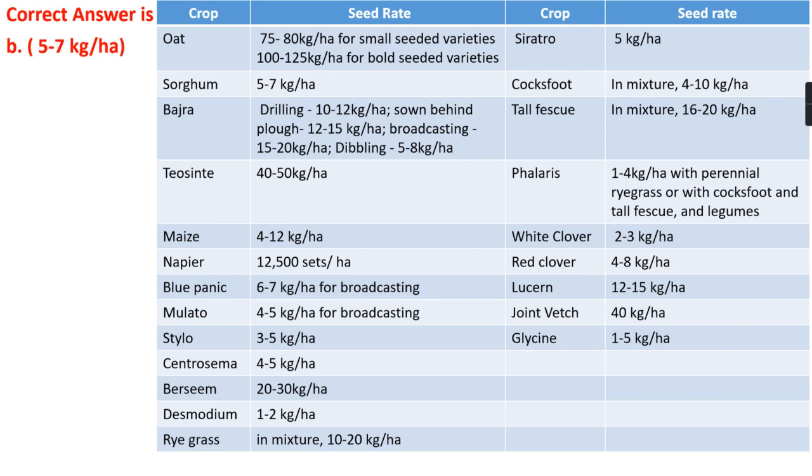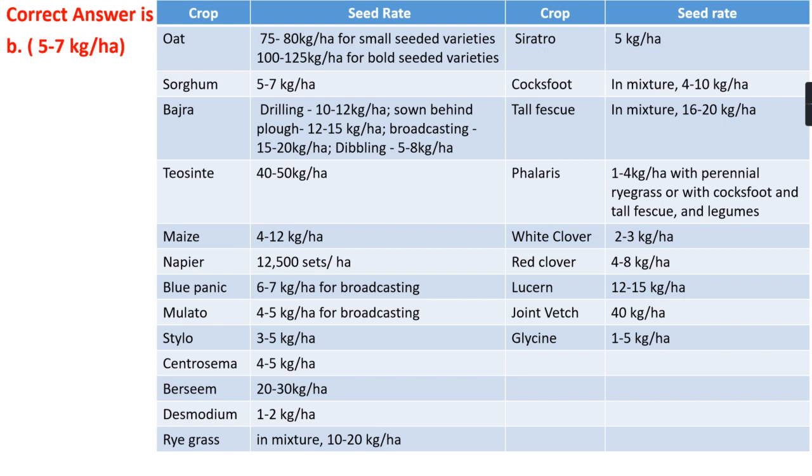Napier, since napiers are planted as sets, so for 1 hectare, 12,500 sets should be planted. Okay. Blue panic, that is 6 to 7 kg per hectare for broadcasting. Mulatto, 4 to 5 kg per hectare for broadcasting. Stylo, 3 to 5 kg per hectare. Centrosema, 4 to 5 kg per hectare. Berseem, 20 to 30 kg per hectare. Desmodium, 1 to 2 kg per hectare.